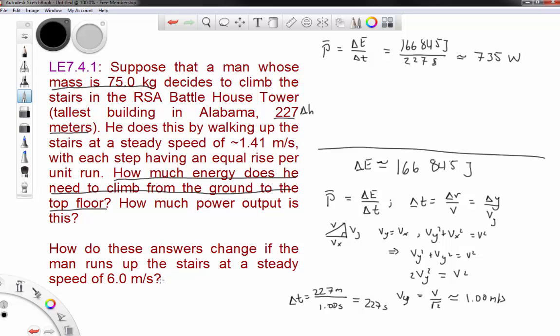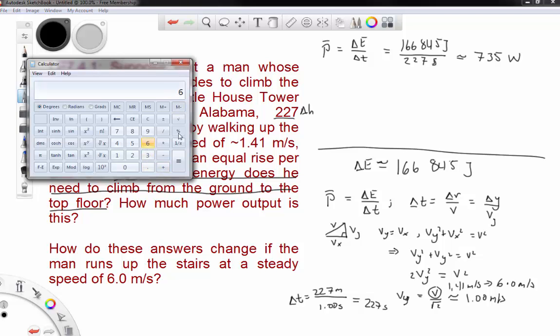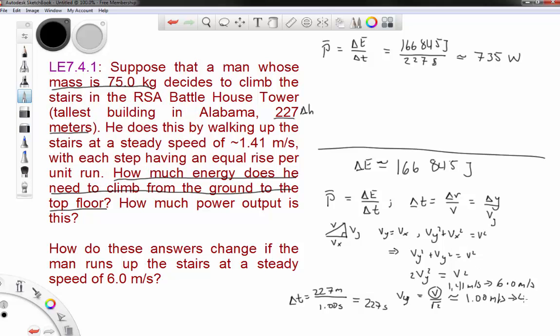So what happens if the man is running up the stairs at a steady speed of 6 miles per hour? Well, for one, this guy is insane if he can do that. But for another, we basically change the number here, this V, from being 1.41 meters per second to being 6.0 meters per second. And by making that change, we can now propagate that change through. So 6 divided by square root of 2 is going to give us 4.24. And so this number right here basically changes to 4.24 meters per second.